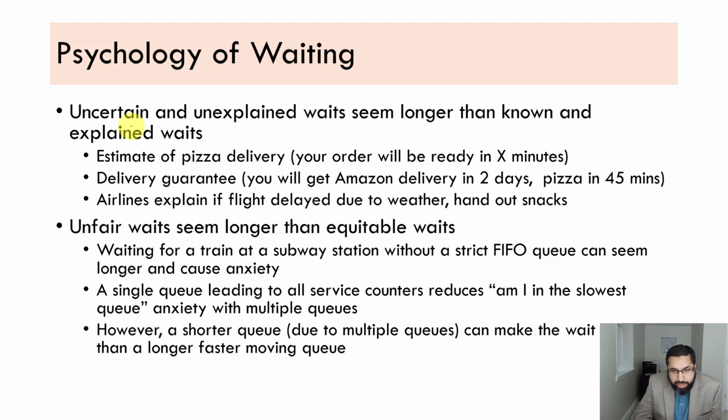Unfair waits seem longer than equitable waits. So if you have a first in, first out queue, people know that the system is fair, or you get like a tag with a number and then they call you by the number. So like in a social security office, you get that number, right? So that seems to be a fair system. So people are more willing to wait.